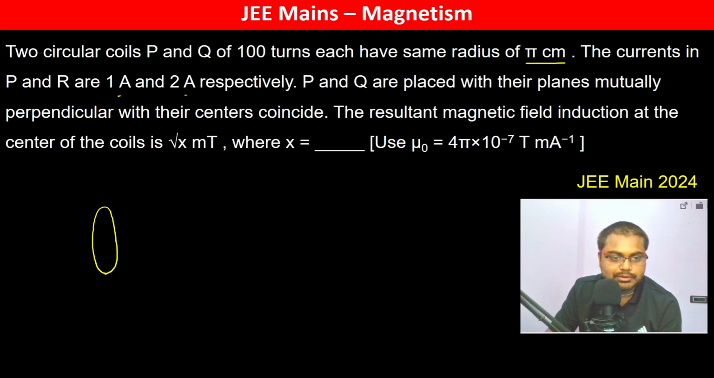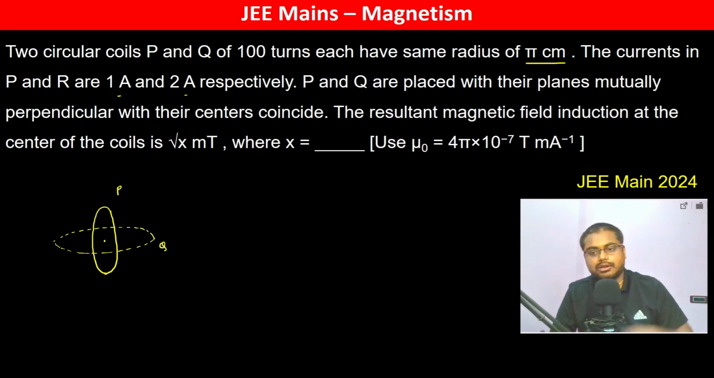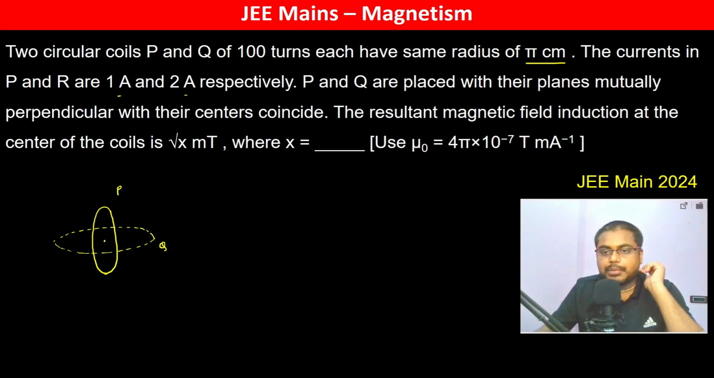So if I draw P like this with this as the center, Q is going to be something like this. So if you see, these are in two mutually perpendicular planes. Their planes are mutually perpendicular, but their center is going to be the same. The resultant magnetic field induction at the center of the coils is root x.